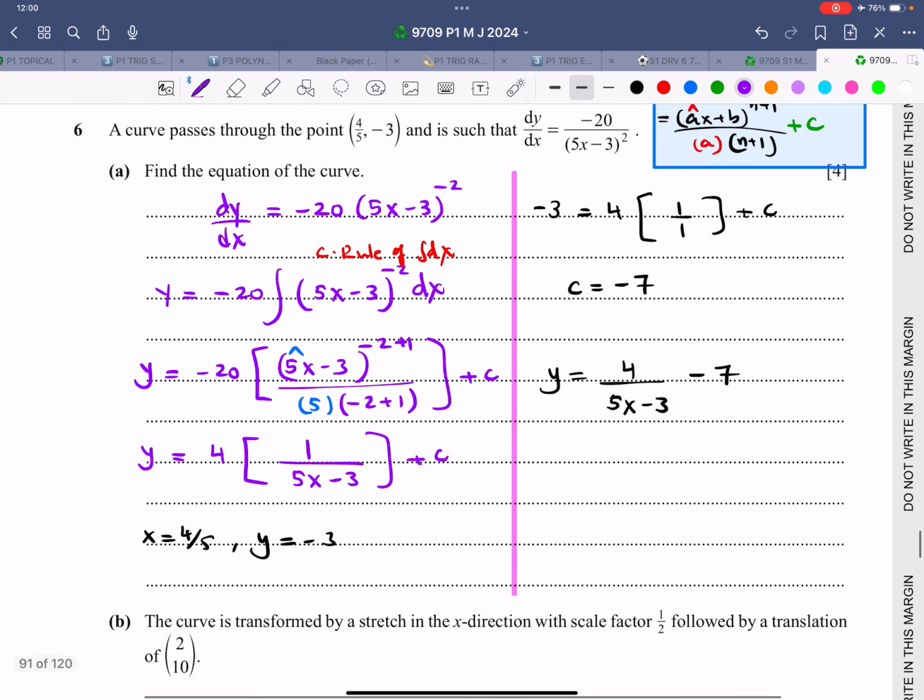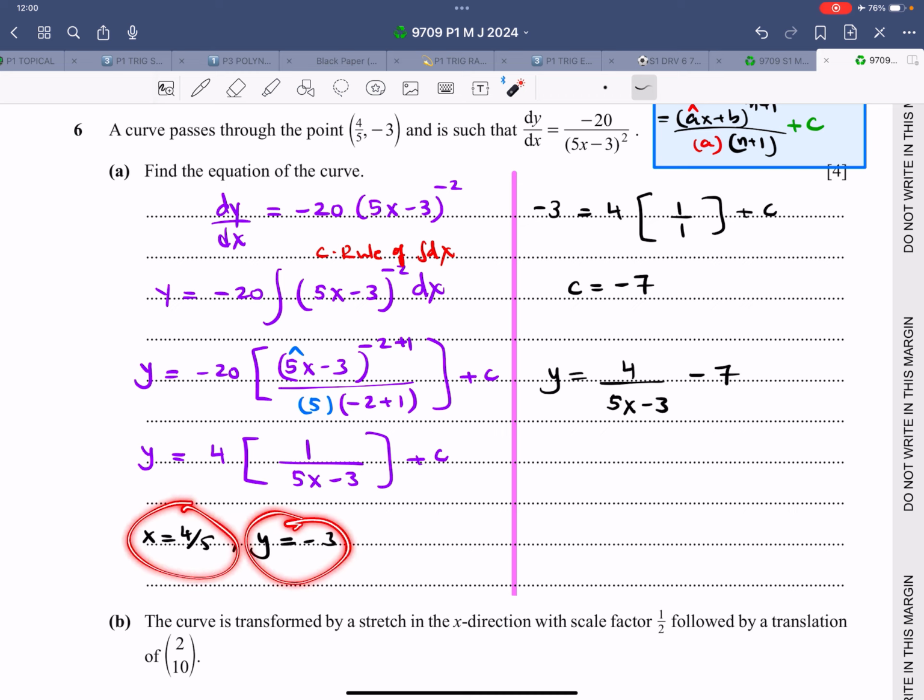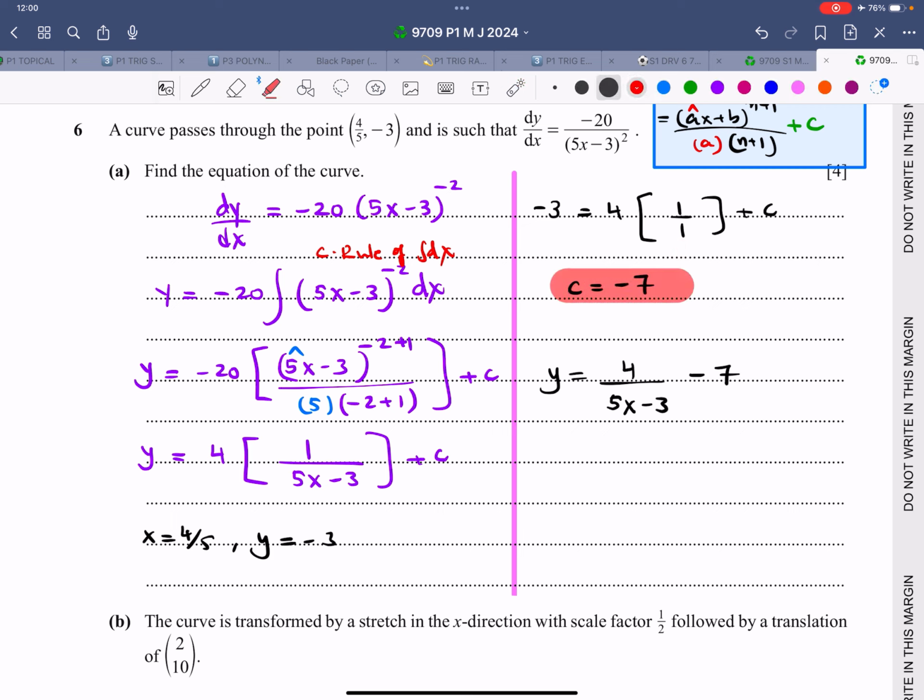So what we do is that we integrate, increase the power by 1, divide by the new power, divide by the coefficient of x, simplify, write it out, plug in the values. The values nowadays that they give are such good values that the fractions cancel out. So now this is 5, this is 4/5. It easily cancels out. You find c, and once you find the value of c, you write this thing as it is. And that's the equation of the curve.